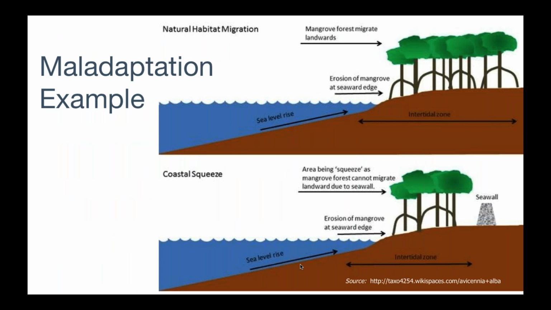So one example of maladaptation is as sea level rises, people have a tendency to want to put in seawalls in order to protect their real estate. And of course, from the perspective of the mangroves that is a maladaptation strategy because it just squeezes the mangroves, decreases the area where they can live, and thus the mangroves are not able to contribute to protecting the coast. So it's maladaptive, not just for the mangroves, but also for coastal communities.